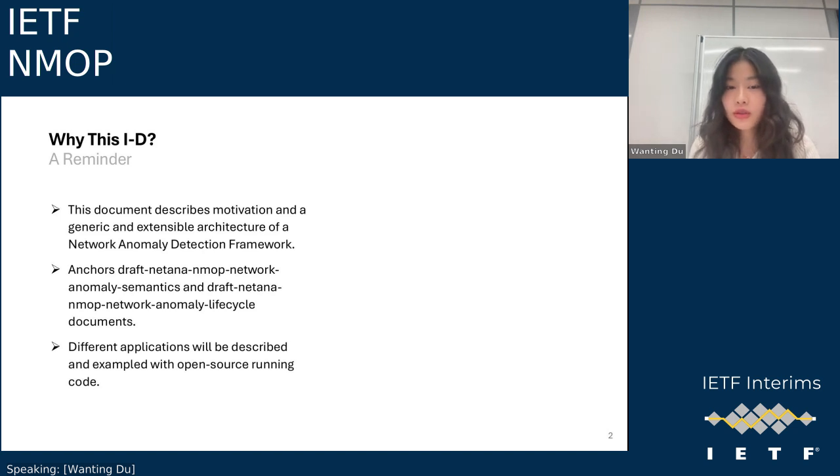Also, this draft anchors two different drafts listed here. The network anomaly semantics draft, where we define semantic metadata annotation to help validate and test the different network anomaly detection systems, and also enable data exchange between different parties in a standardized way. And then the second is the anomaly lifecycle document, where we describe a lifecycle process to iteratively improve the network anomaly detection system accurately. And in terms of the implementation, we've already started to describe some applications that are conforming to the architecture, and they will also come along with some open source running code in the future.